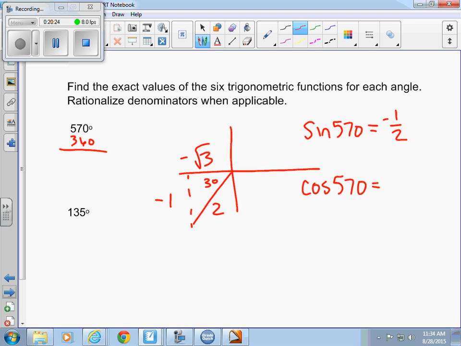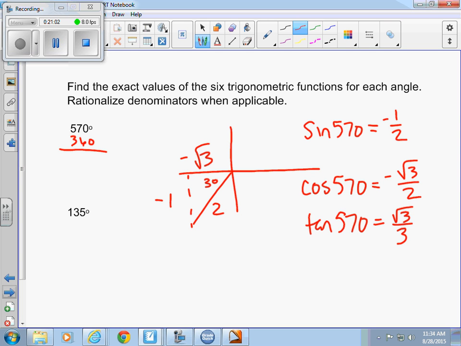Okay, cosine of 570 is what? And tangent of 570 is positive because we had the negative over the negative, those cancel. Anna gave me that answer. It is already rationalized. 1 over the square root of 3 is how she rationalized. You're good.